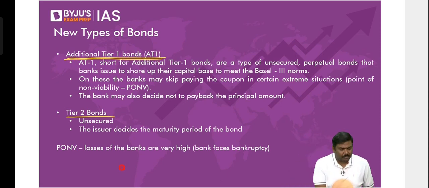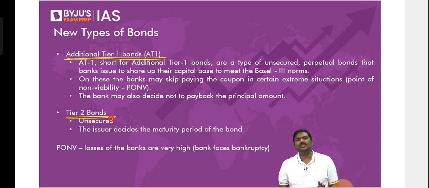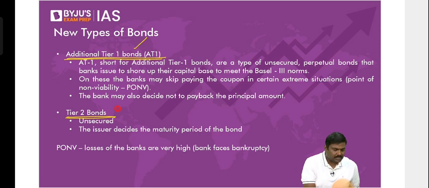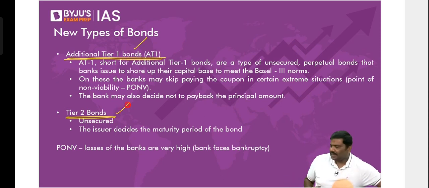The additional tier 1 bond and the tier 2 bond are types of bonds. Sir, why are these called additional tier, etc.? You'll understand in some time, please don't worry. One is called the additional tier 1 bond, the second one is the tier 2 bond. What is the basic idea here? Let's start.